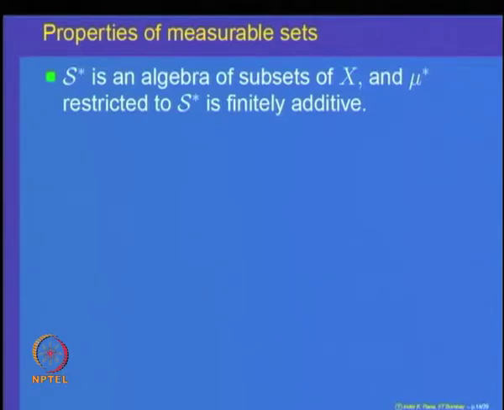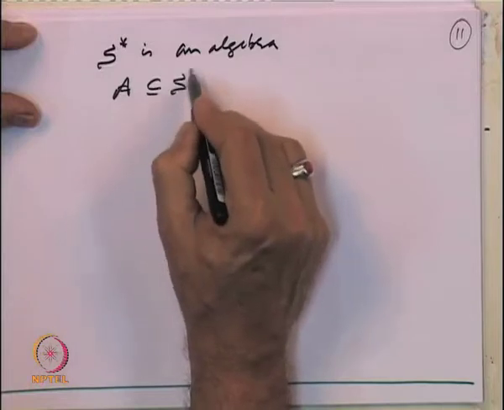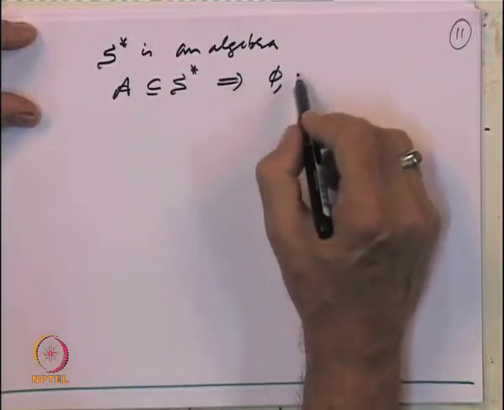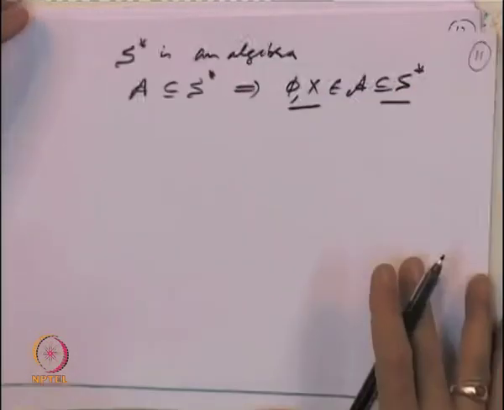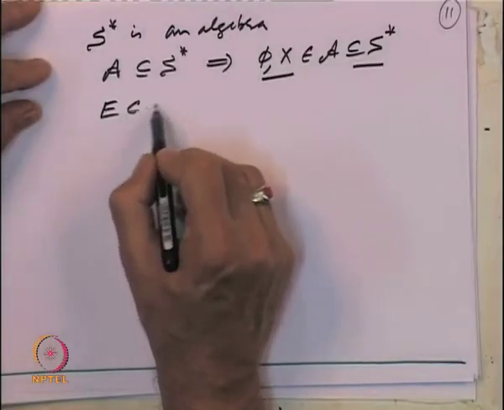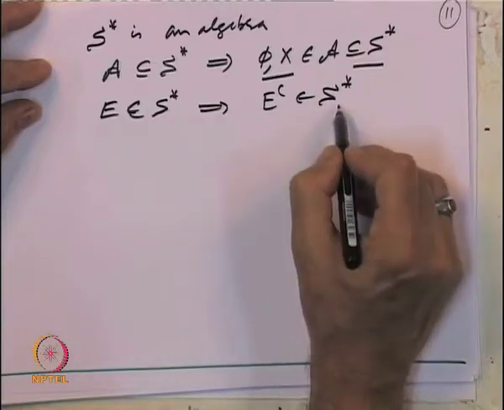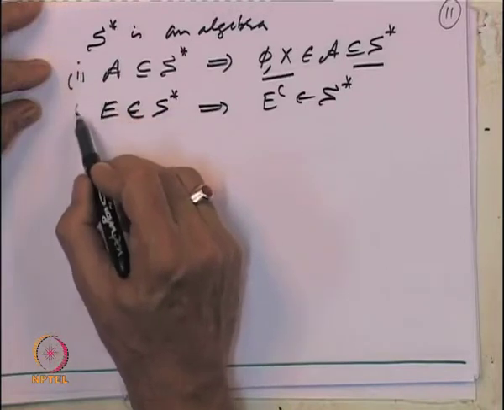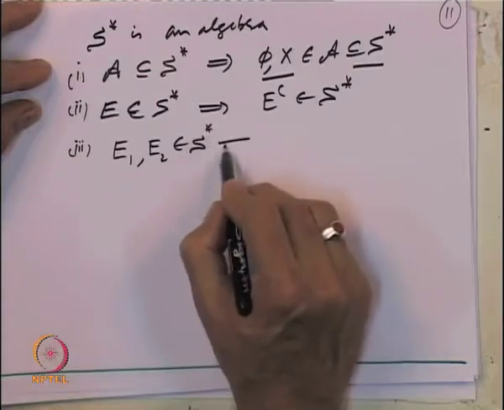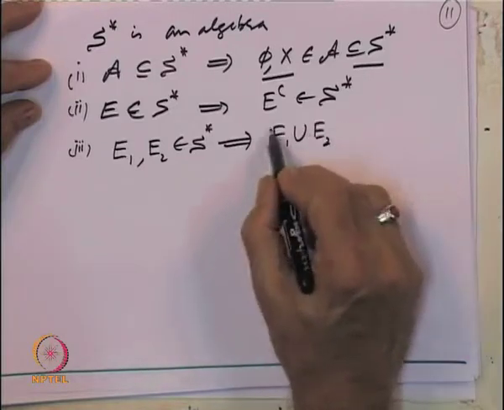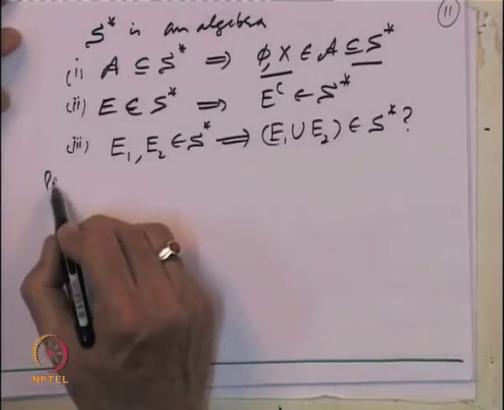First of all, we want to check that S star is an algebra. We have already shown A is inside S star. That implies the empty set and the whole space, which belong to A, belong to S star. We just now observed that E belonging to S star implies E complement belongs to S star. So, if E is measurable, E complement is measurable, that we have also checked. So, let us check the third property, namely if E1 and E2 belong to S star, we want to check this implies E1 union E2 also belongs to S star. That means the union of measurable sets is again measurable. So, this is what we want to check. Let us look at a proof of this.